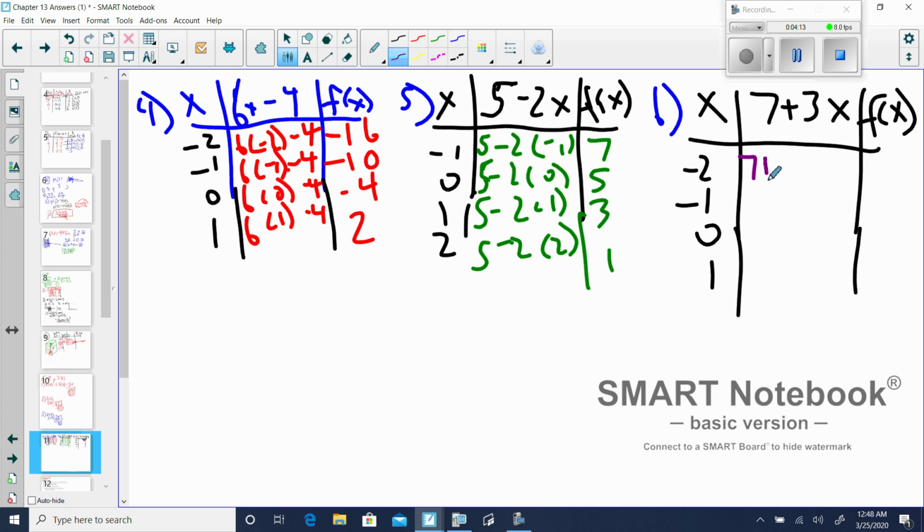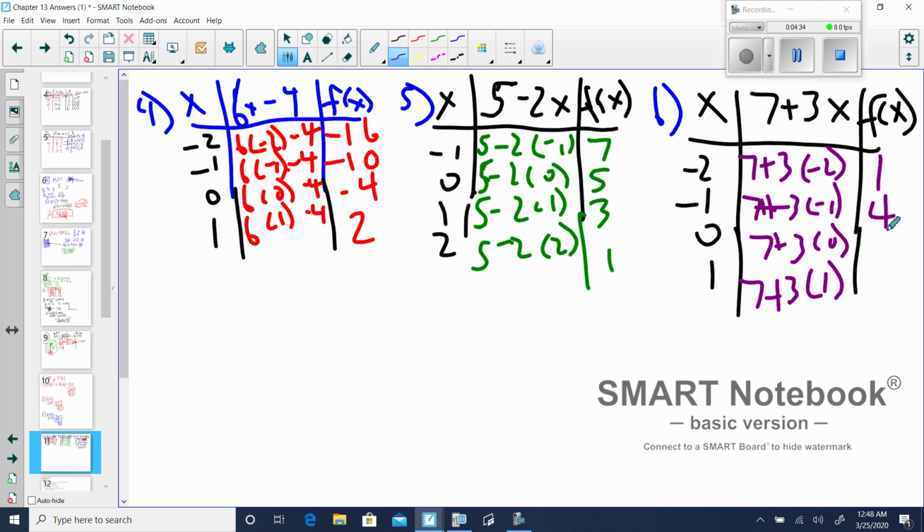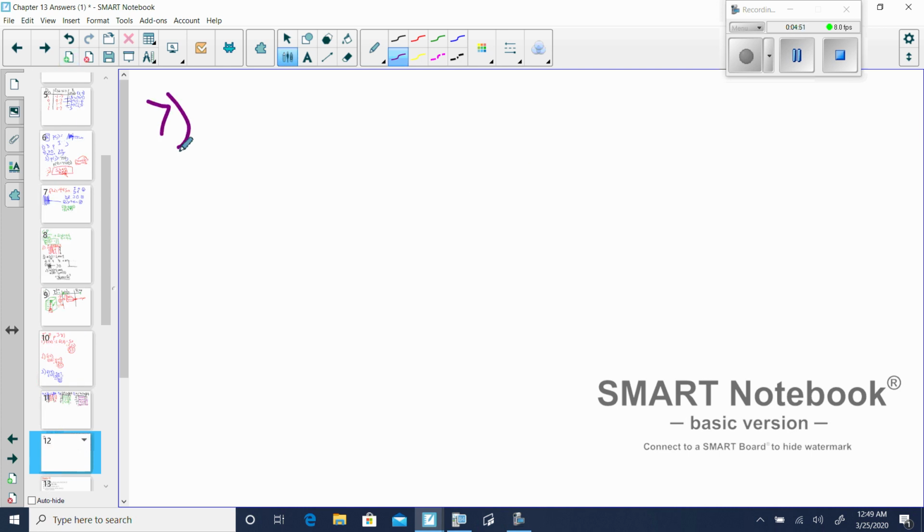We come over here, 7 plus 3 times -2. 7 plus 3 times -1. 7 plus 3 times 0. 7 plus 3 times 1. All right, so what does that yield? Opposite signs, multiply, divide, negative. 7 minus 6 is 1. 7 minus 3 is 4. 7 plus 0 is 7, because anything times 0 is 0. And 3 times 1 is 3. 7 plus 3 is 10. All right, I hope you all got that. You were successful with that. We'll take a look now at number 7.